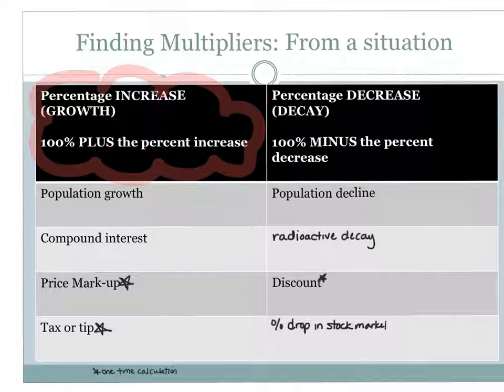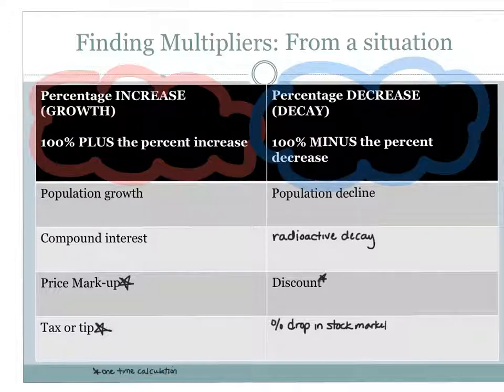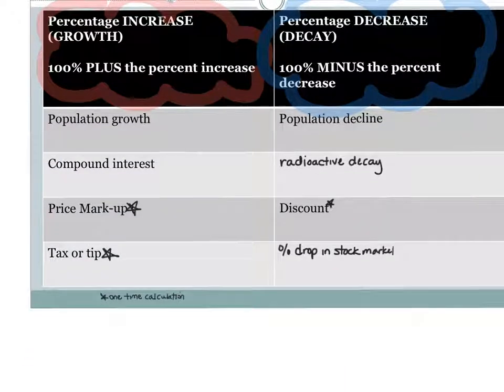If you're talking about a decay, that means you're going to multiply by a number less than 1 over and over and over again. You're going to see a downward facing curve. So a population decline, radioactive decay, when isotopes lose parts and get smaller and smaller, a discount, or a percent drop in the stock market. The ones that have stars are not really exponential growth or exponential decay, because you're really only making that calculation one time, but the multipliers work the same way.